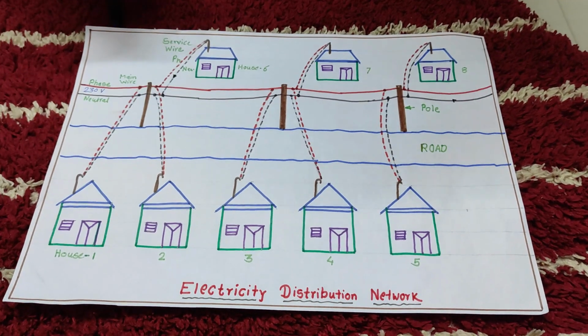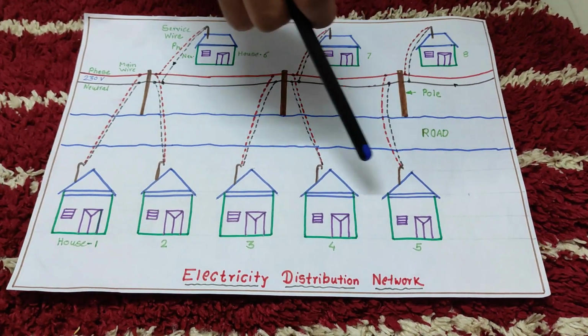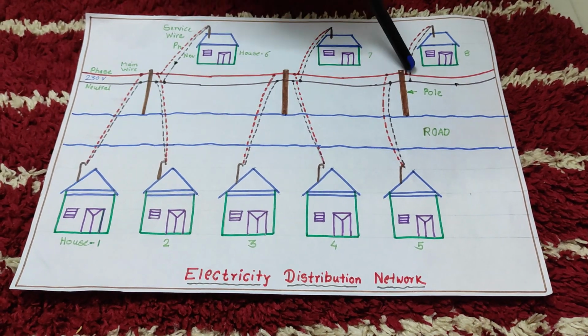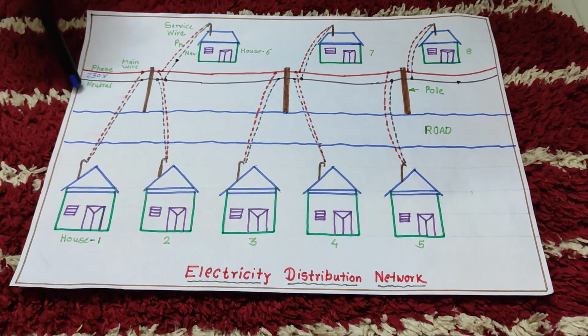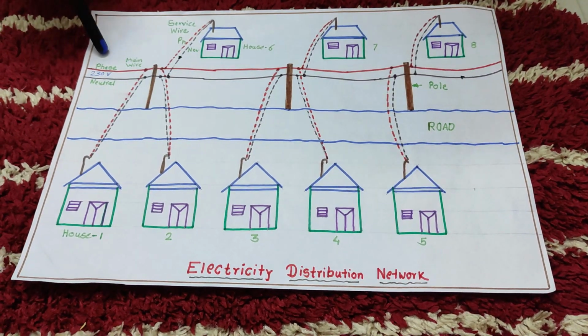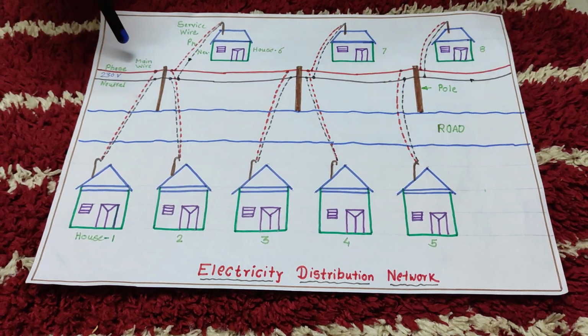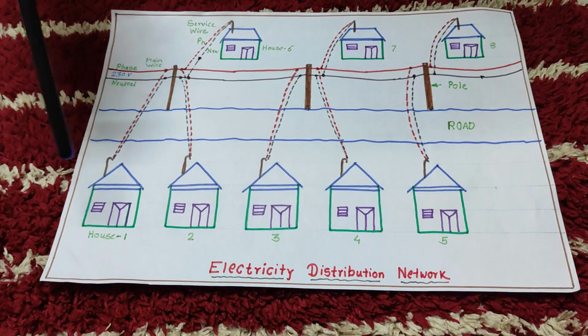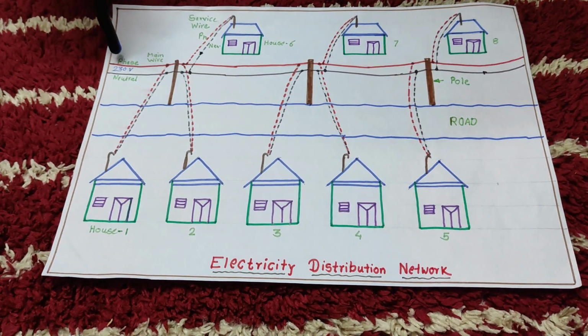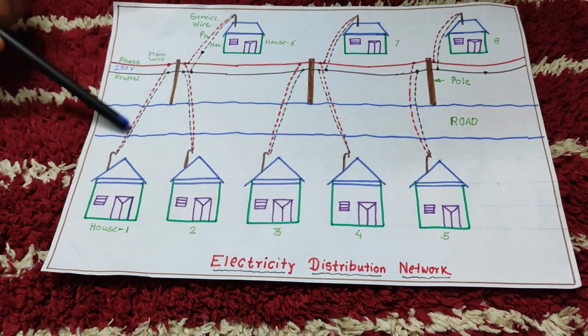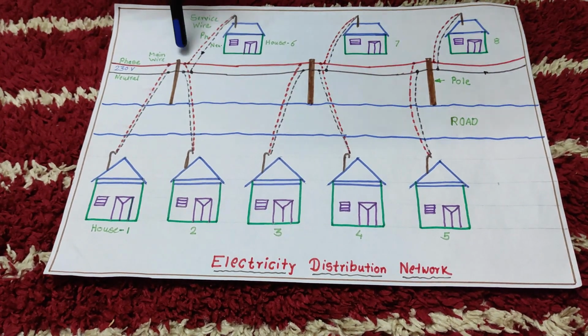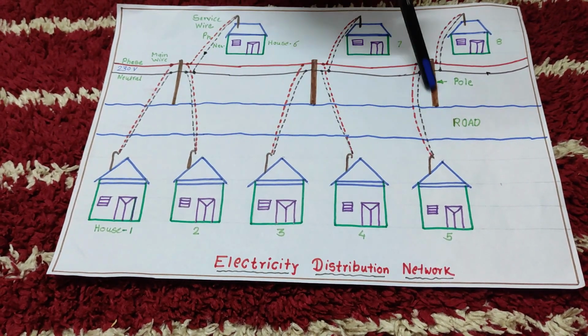Now we are going to look at the use of parallel combination in electricity distribution network. In this diagram, we can see 8 houses, 3 poles on which the main phase and neutral wires are laid. The potential difference across the phase and neutral wire is 230 volts. The 8 houses are connected to the main phase and neutral wire through service wires. The potential difference of 230 volts is applied across each house.